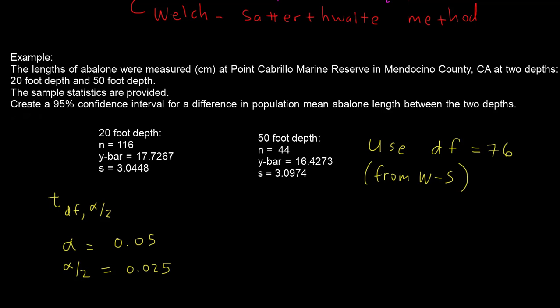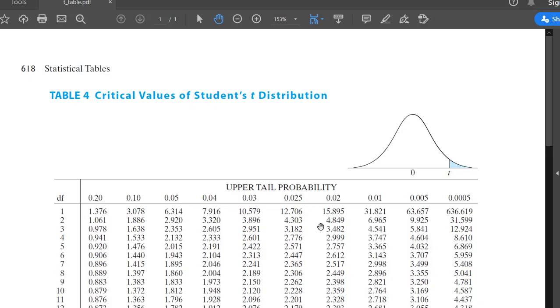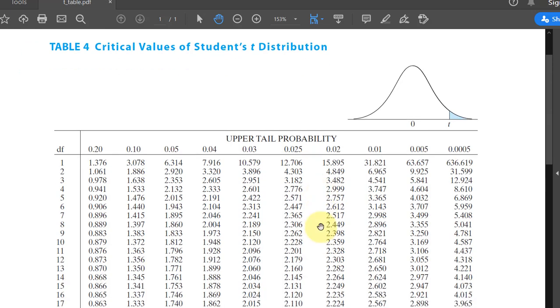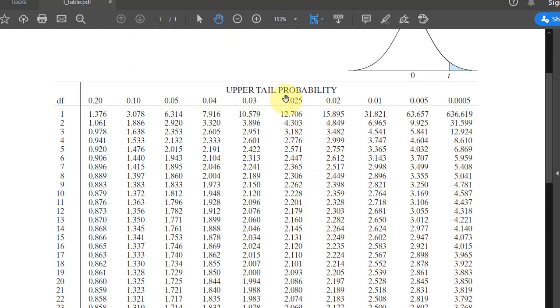So we're going to utilize the t table to find this t critical value, and I know that I need to go to the row that says 76 degrees of freedom and the column that says 0.025. So I'm going to open up our t table here.